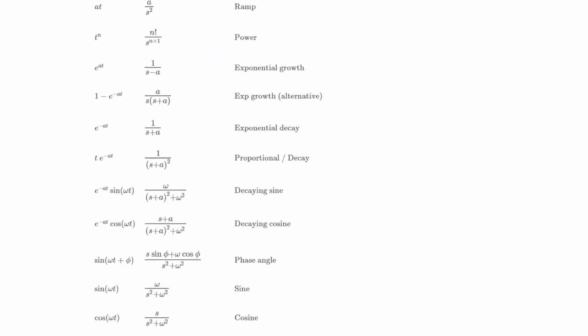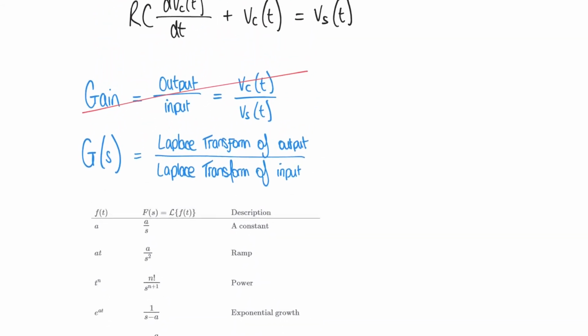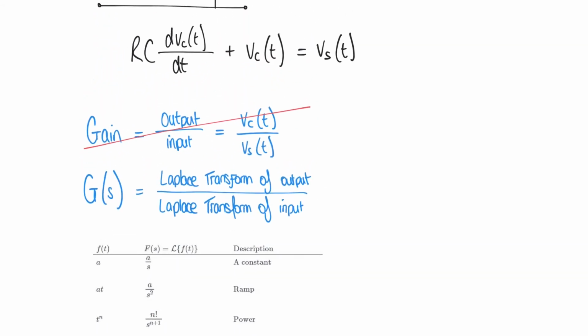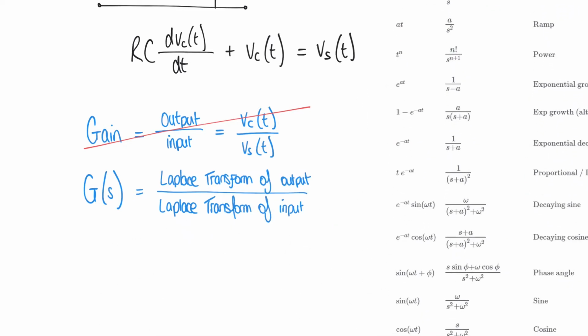So let's get back to example 1. And we had this equation here, RC multiplied by the derivative of Vc with respect to time plus Vc with respect to time is equal to the supply voltage with respect to time. And if we use our table of Laplace transforms to transform the left and the right hand side of our equation, we'll see something like this.